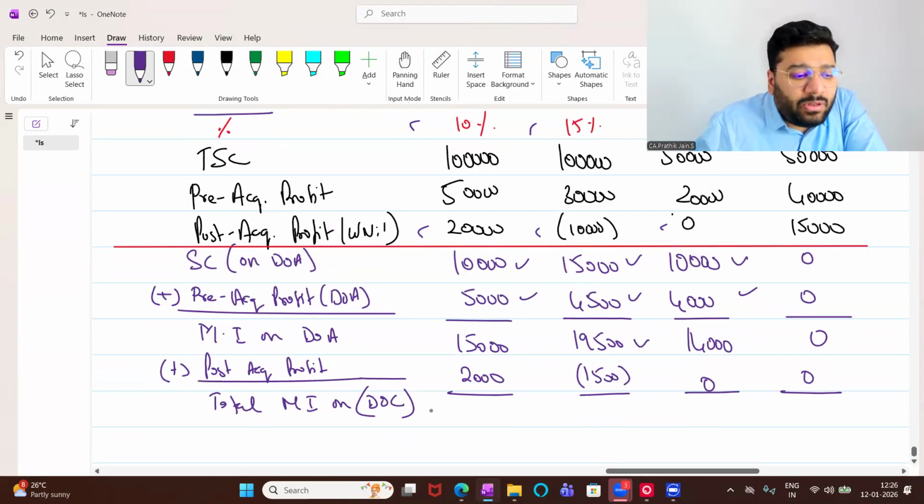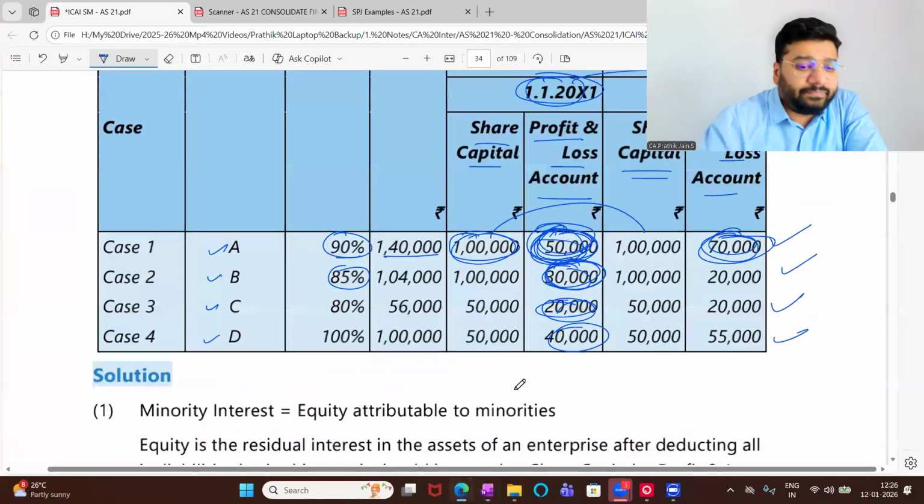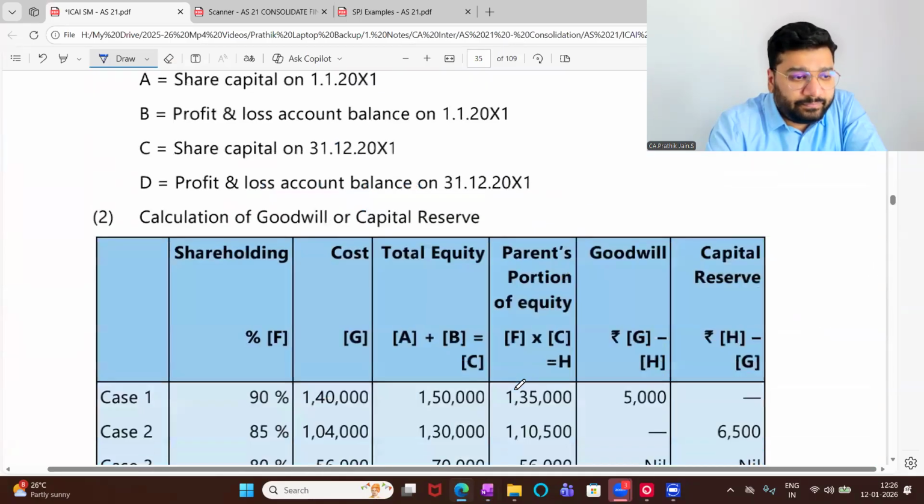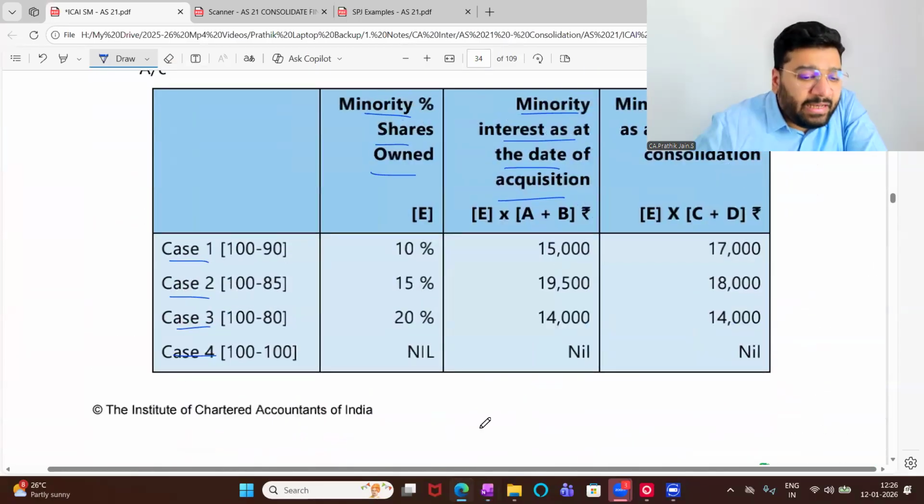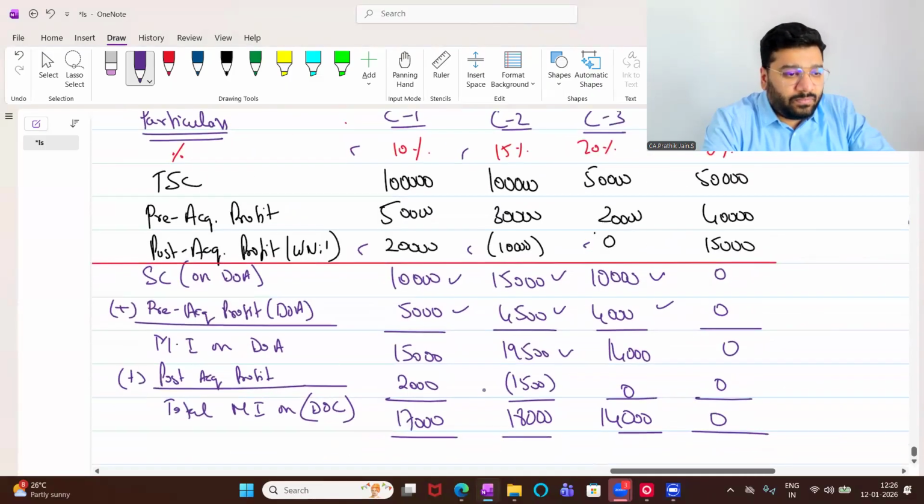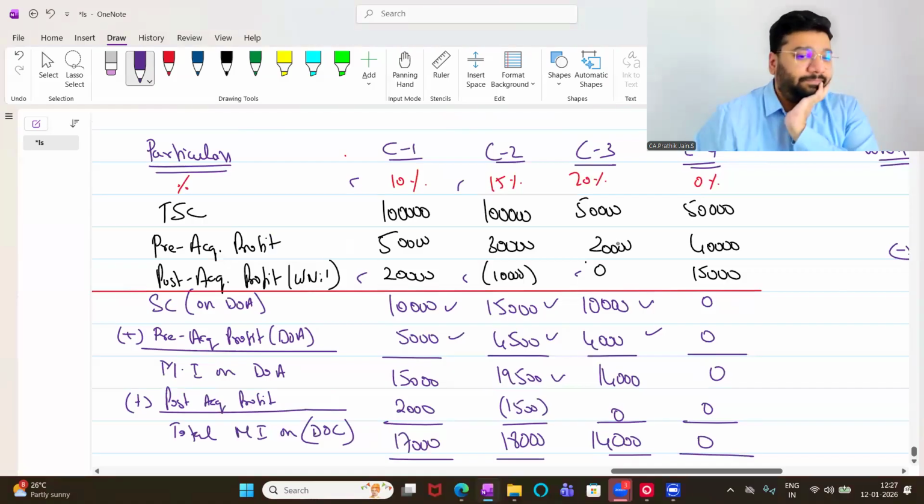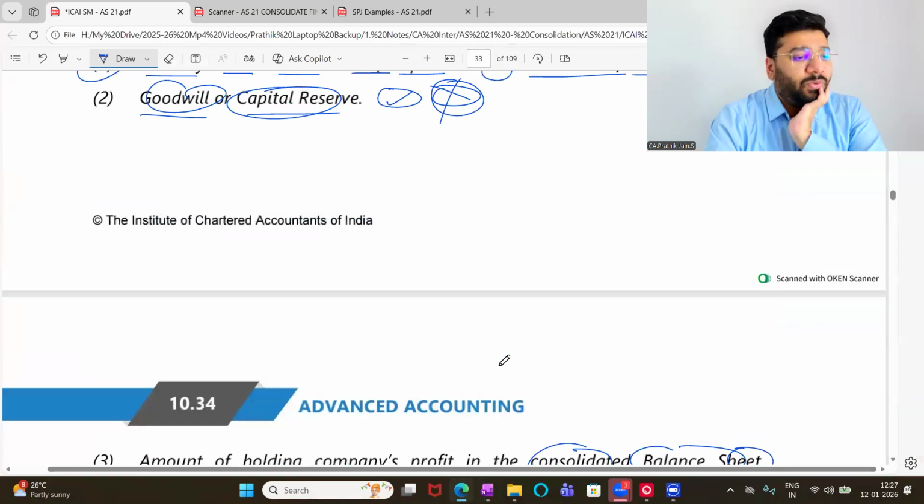So can you please tell me the total minority interest on the date of consolidation? 17,000, 18,000, 14,000 and 0. Is it matching with the textbook? Yes, sir. Super. 17, 18, 14 and 0. Online people, okay, not okay? Okay, sir.